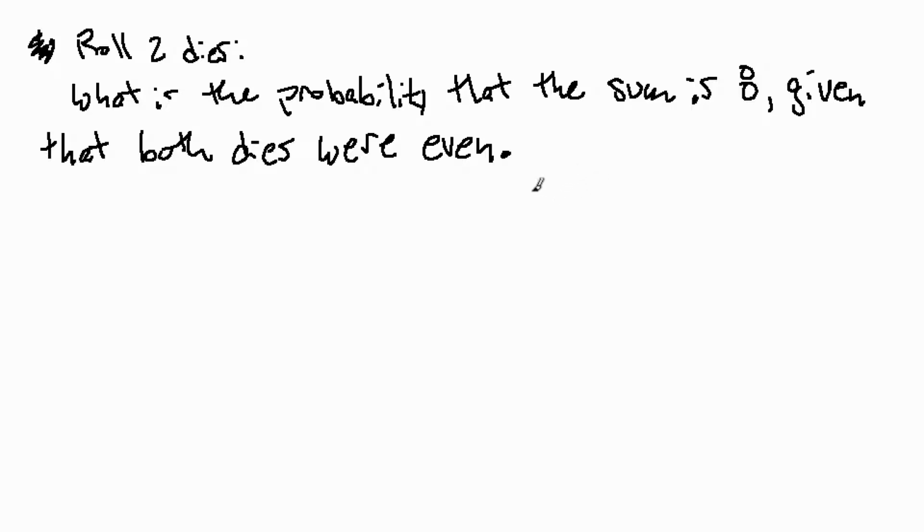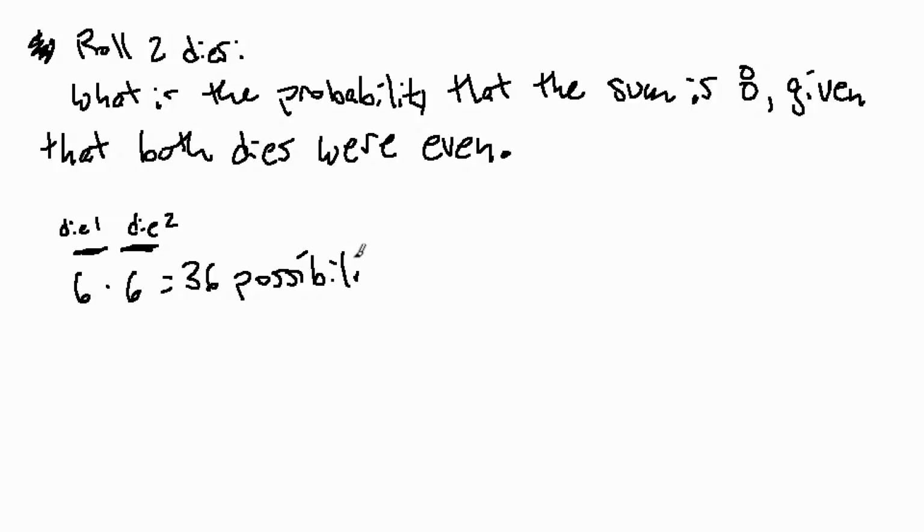Okay, so let's think about a couple of things here. First of all, we have a tuple, and this could be the output of die 1, and this is the output of die 2. We know that there are 6 possibilities over here, and 6 possibilities over here, so if I'm keeping track of the output of 2 dice, there are a total of 36 possibilities, each one equally likely.